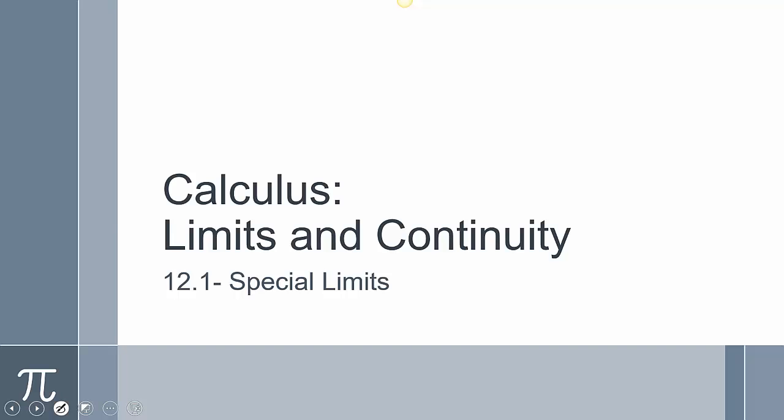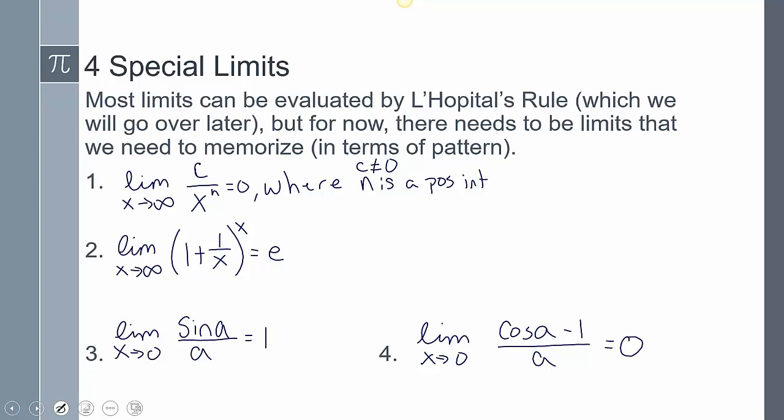In this section, we're going to look at 12-1, and we're going to take a look at special limits. Introducing these special limits, there's 4 of them. Later on in this class, we're going to learn a special rule, L'Hopital's rule. It's not a theorem, but it's just a rule that helps us with limits.